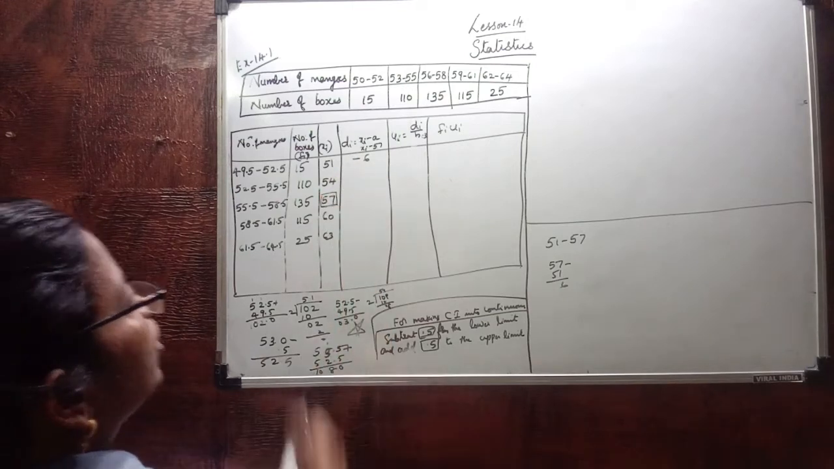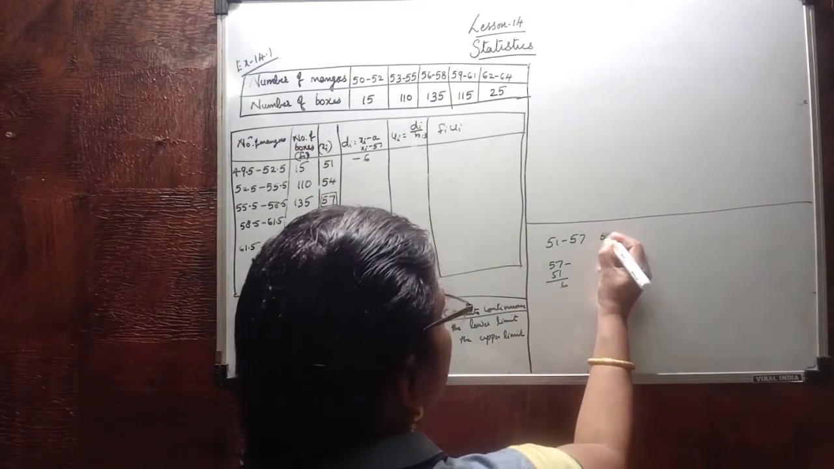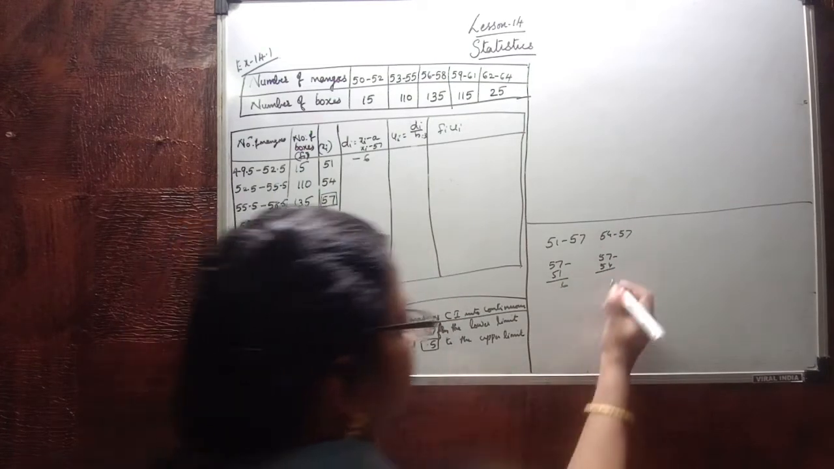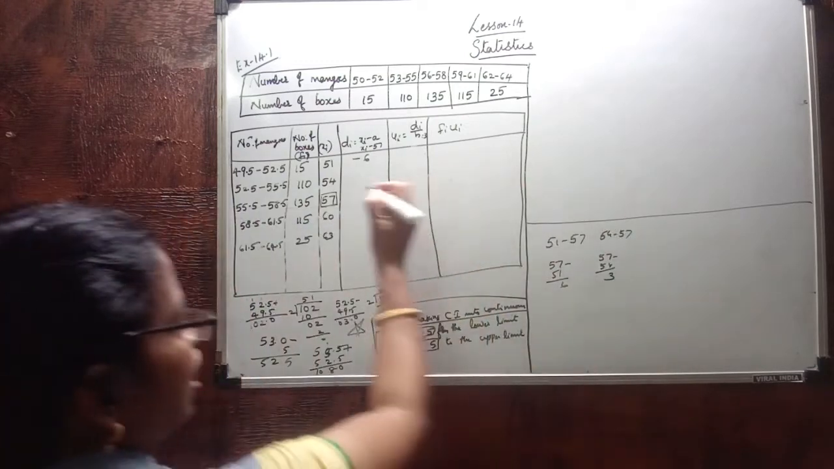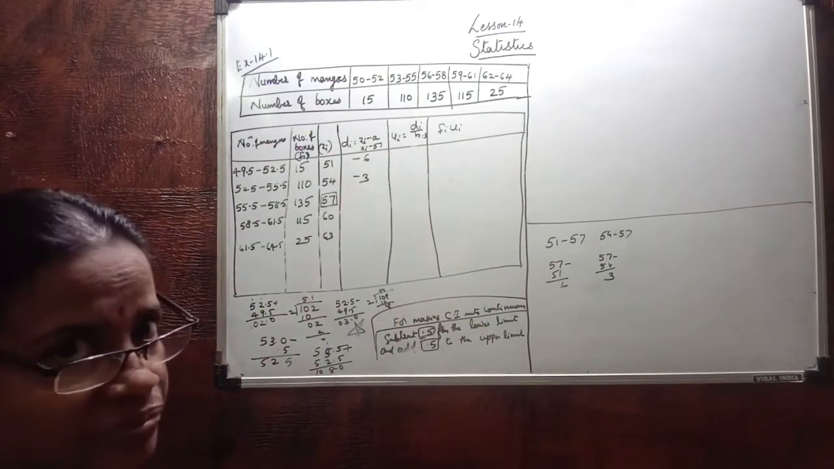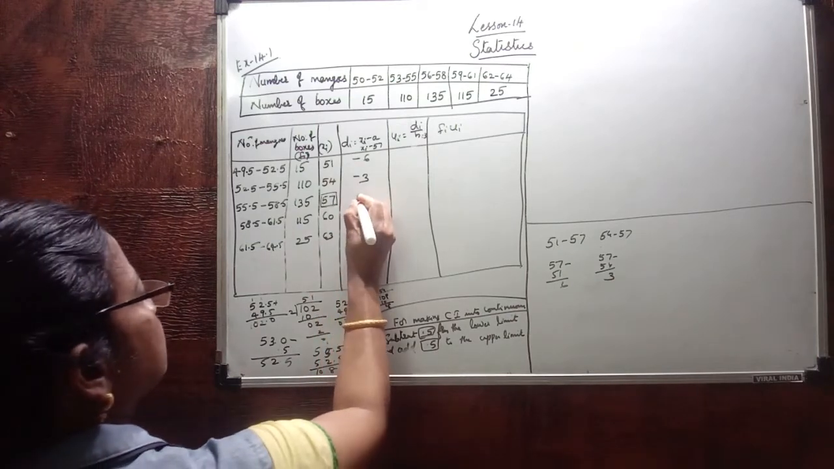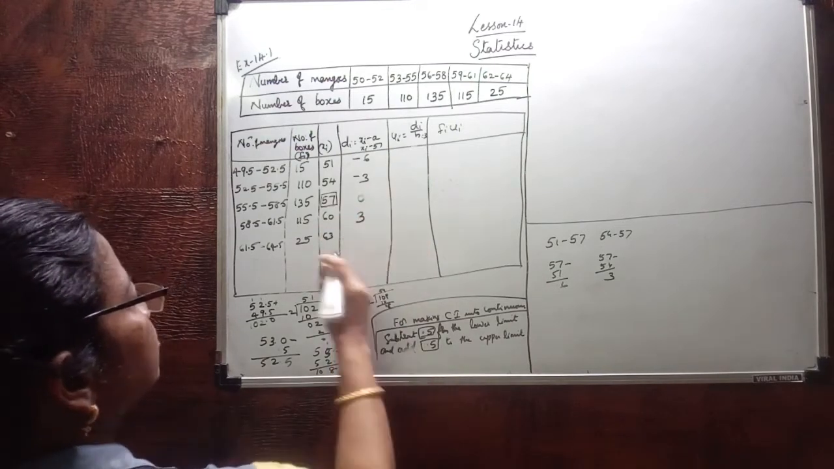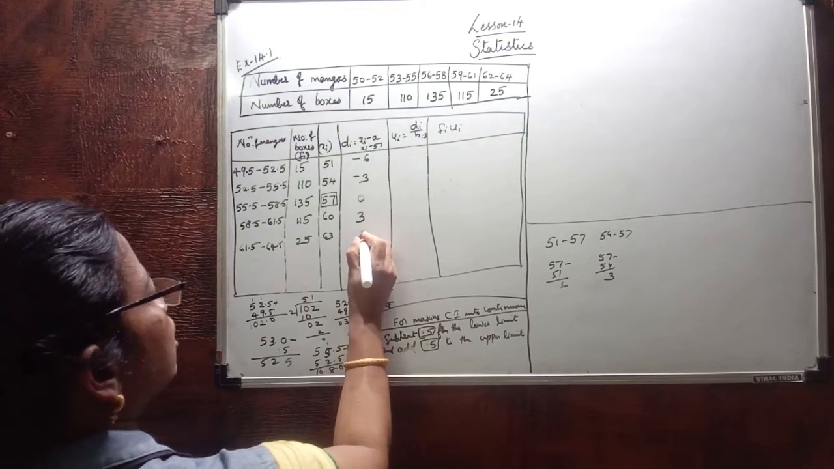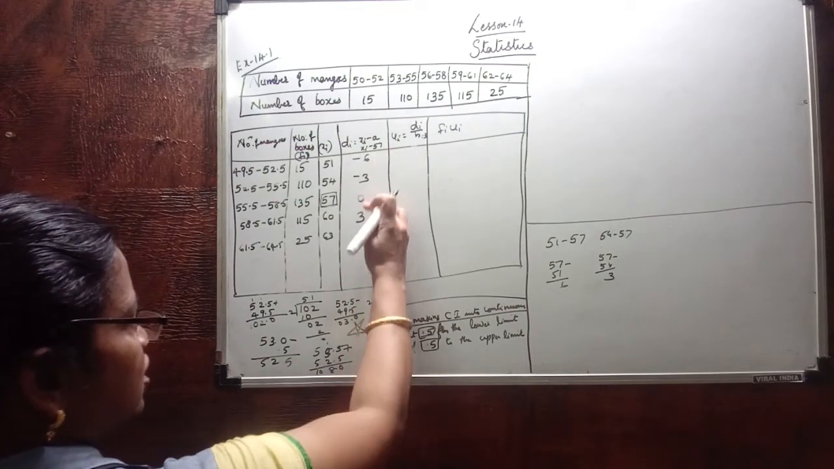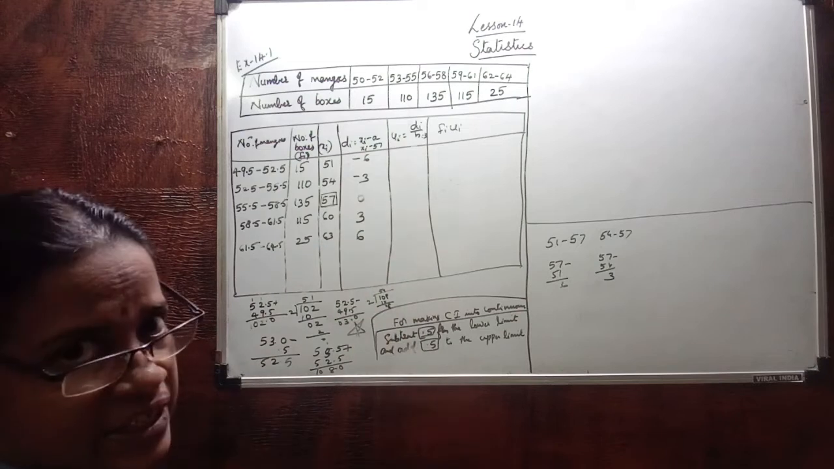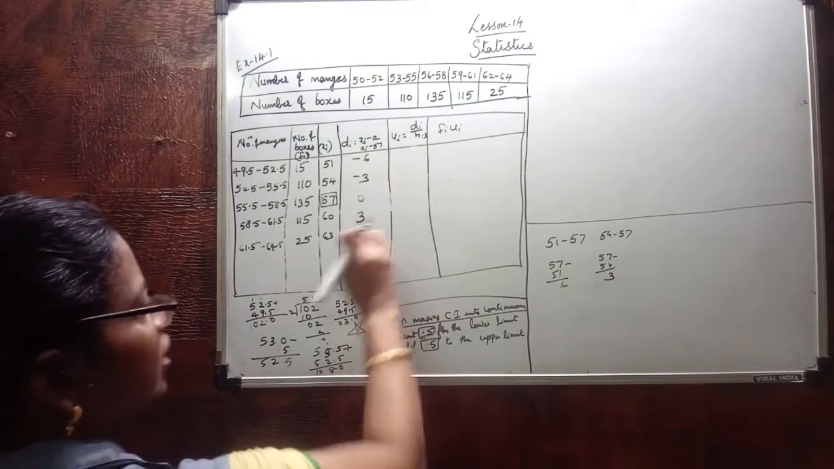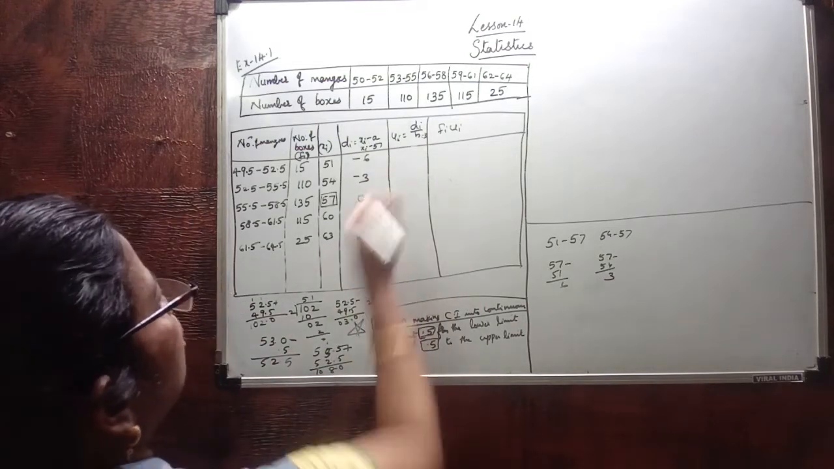Next one, 54 minus 57. So 57 minus 54, you will get the answer 3. The bigger one is 57, so negative 3. Okay. 57 minus 57, 0. The next one, 60 minus 57, you get the answer 3. 63 minus 57, you get the answer 6. So negative 6, negative 3, 0, 3, 6. Here negative 6, negative 3, and after 0, plus 3 and then positive 6.